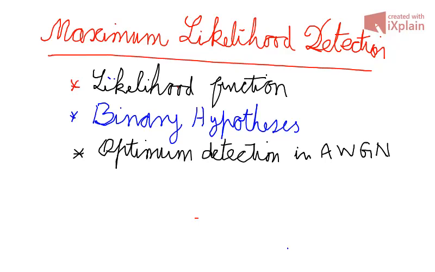Our topic today is maximum likelihood detection. Specifically, we will talk about the likelihood function and the binary hypothesis. And then we will see the optimum detection in an additive white Gaussian noise channel.